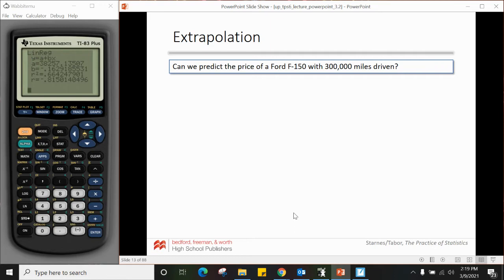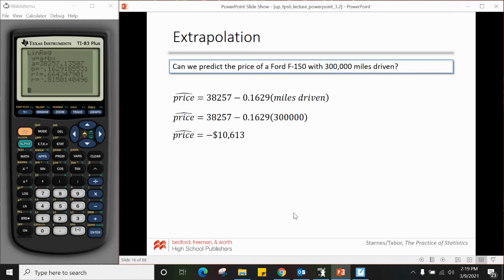So this next subsection, called extrapolation, asks: can we predict the price of a Ford F-150 with 300,000 miles? Well, let's go about doing it. I'll take 300,000 miles and plug it in. Boom. I get this price to be negative $10,613. Now, obviously, that doesn't make any sense, right? How would the price of a car be negative? Someone's going to pay me to drive their car around.